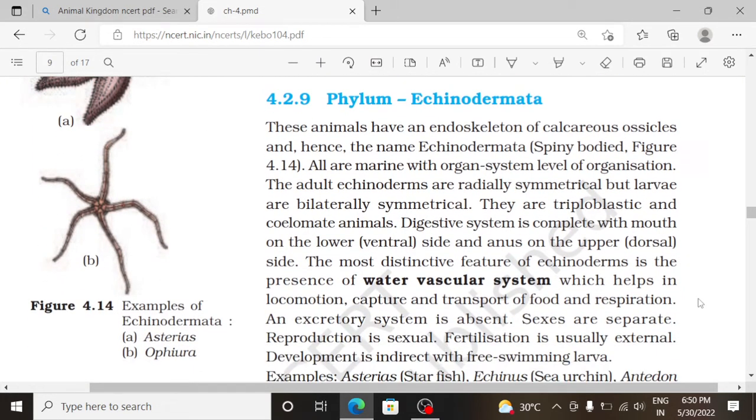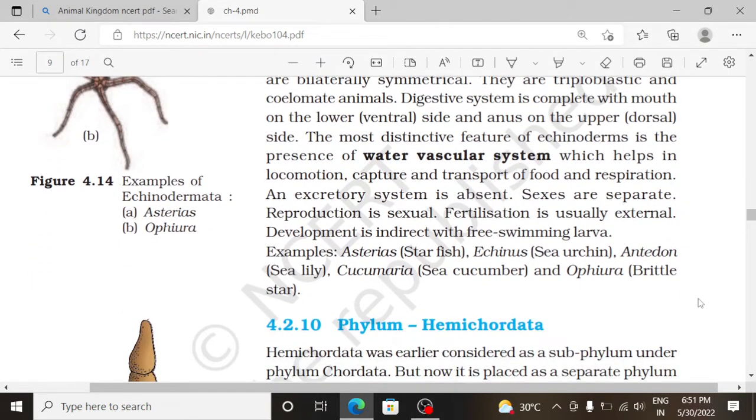Now Phylum Echinodermata. These animals have an endoskeleton of calcareous ossicles, and hence the name Echinodermata, spiny bodied. Figure 4.14. All are marine with organ system level of organization. The adult echinoderms are radially symmetrical, but larvae are bilaterally symmetrical. They are triploblastic and coelomate animals. Digestive system is complete with mouth on the lower ventral side and anus on the upper dorsal side. The most distinctive feature of echinoderms is presence of water vascular system, which helps in locomotion, capture and transport of food and respiration.